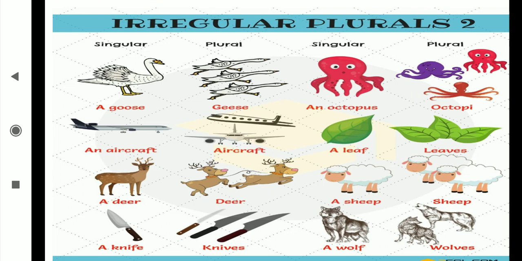There are more examples. Goose, geese, and octopus. Octopus plural, octopi. Aircraft, aircraft as it is. We can't write aircrafts. Yeah, aircraft as it is. Leaf, leaves. Deer as it is deer. Don't write deers, it will be wrong. Sheep stays sheep. We don't write sheeps. We have the habit to say sheeps, but it is wrong. Only sheep. Knife, knives. Wolf, wolves. Yeah, these are some irregular ones. You have to keep them in mind. You have to learn them perfectly without any mistake.